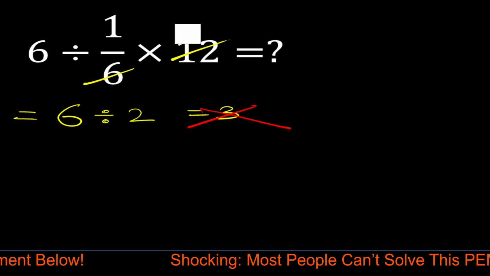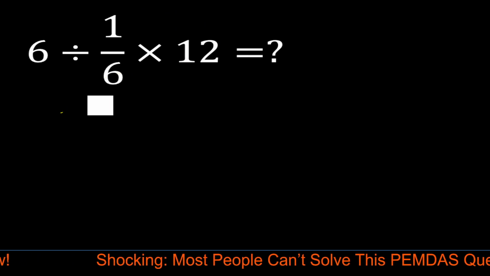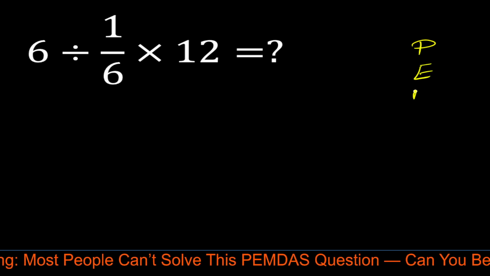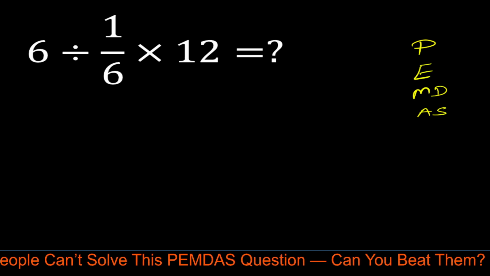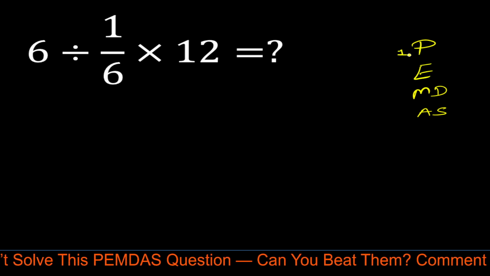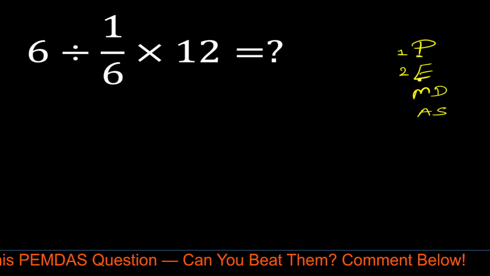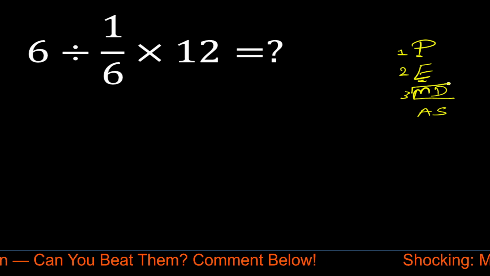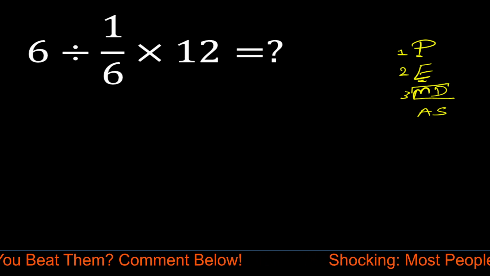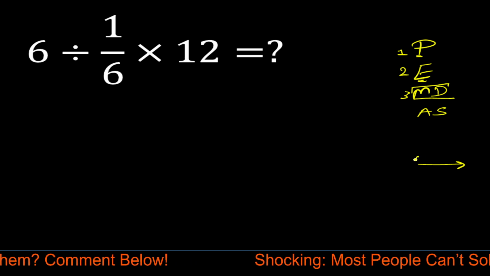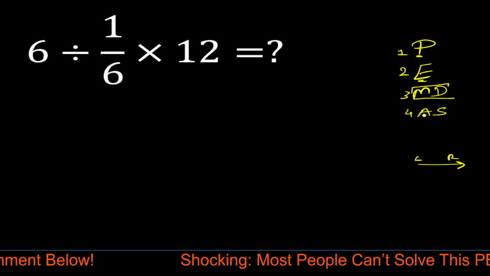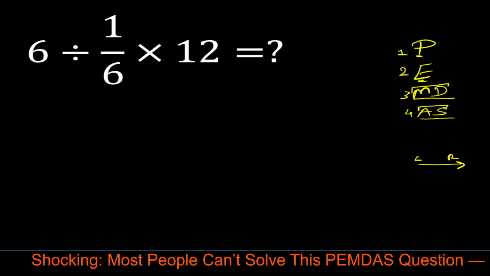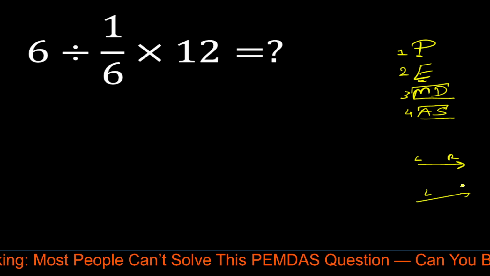So now let's solve this problem correctly by using the PEMDAS rule, right? PEMDAS. According to the PEMDAS rule, first priority is parenthesis, then second priority is exponents, then third priority is multiplication and division. Here multiplication and division both have equal priority, so we have to solve it from left to right. Then fourth and last priority is addition and subtraction. Also addition and subtraction both have equal priority, so we have to solve it from left to right.